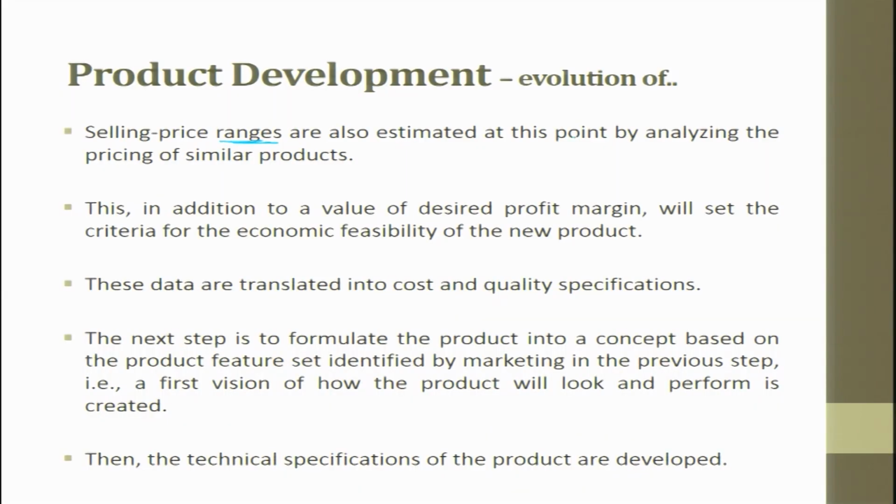That also has to be estimated at this point by analyzing the pricing of a similar product. If there is no product, you can't say you can charge as high as possible, because then you get into a domain where your failure is going to be very fast. So you should always look at a domain where it is okay to make a small profit and make a product out of it. If it is new, try to give it still at an economical price such that you reach a lot of people. This, in addition to a value of desired profit margin, will set the criteria for the economical feasibility of the new product. The data are translated into cost and quality specifications.